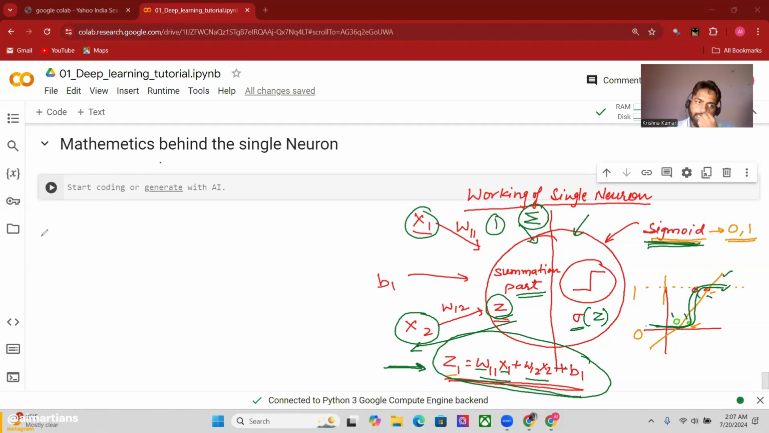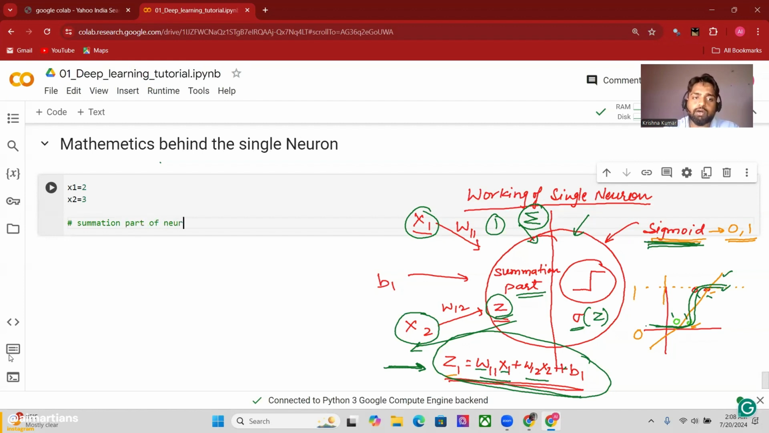Let's say I have x1, which is the first feature, let's say this is 2, and this is x2, which is, let's say, 3. This is my input. I want to calculate the summation part. I'm doing it manually, but in a neural network it happens automatically, because there we have predefined algorithms, and in the algorithm we have a huge amount of formulas. So I'm going to calculate the summation part of the neuron.